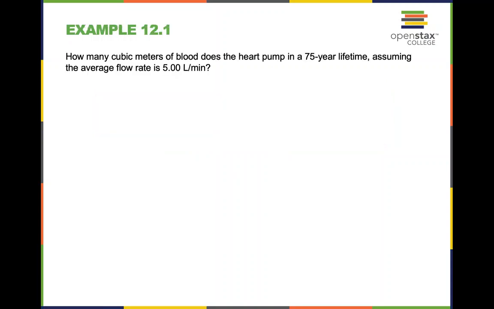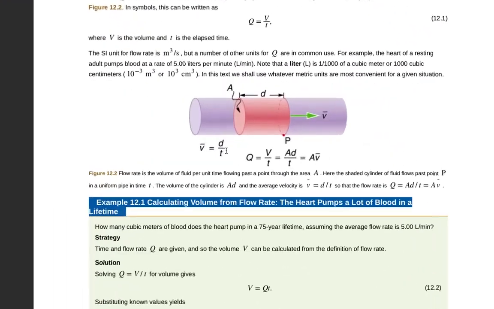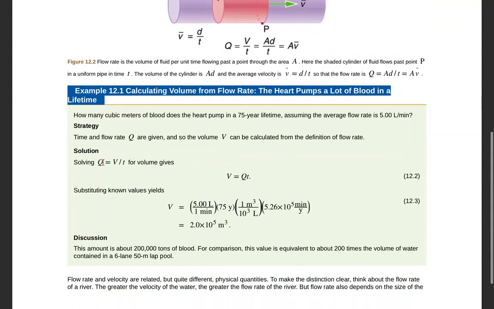So right off the bat, example 12.1. How many cubic meters of blood does a heart pump in a 75-year lifespan, assuming that the average flow rate is 5 liters per minute? So here you go. You have Q equals V over t, right? This is the equation we just found, and we're just looking for volume, so we're going to multiply the t across.